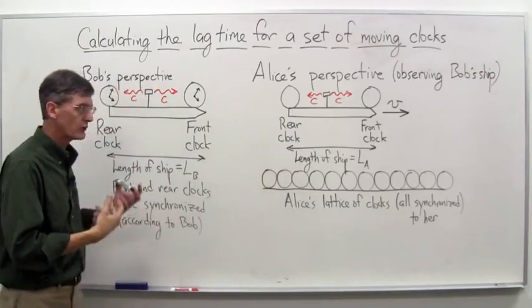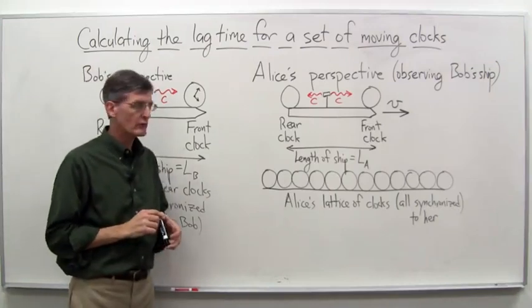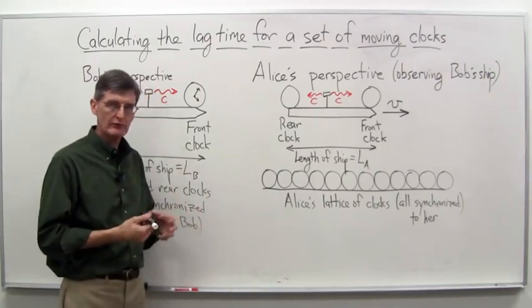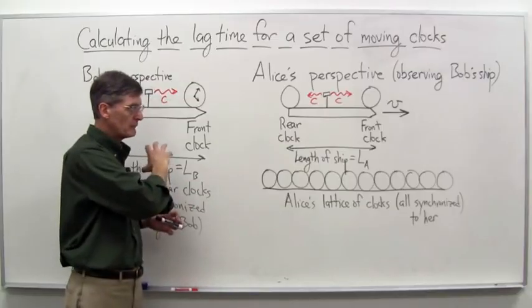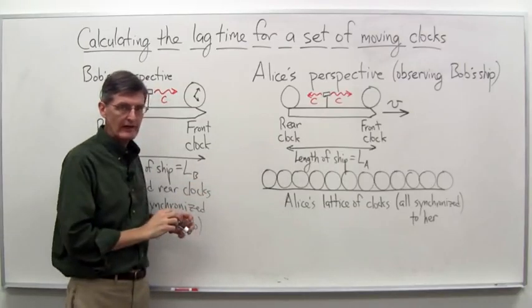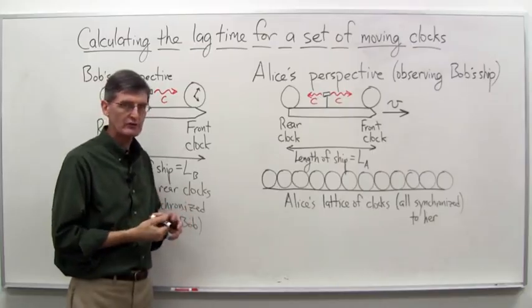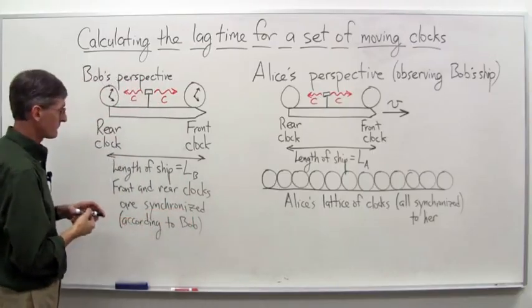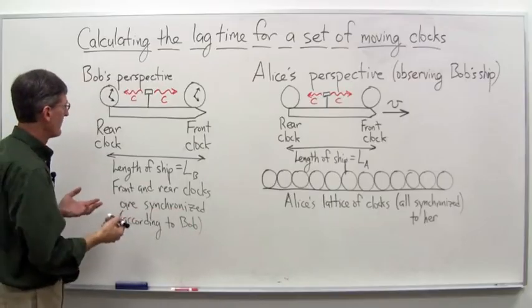We did the qualitative argument earlier in the course just to get the idea and the principle to remember that the front clock always lags. And now we want to find out exactly how much it lags by. So let's set up the situation here.